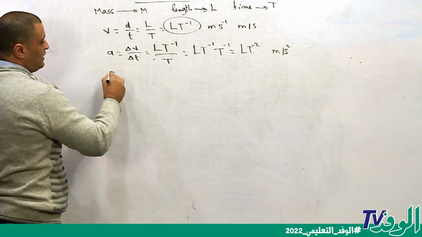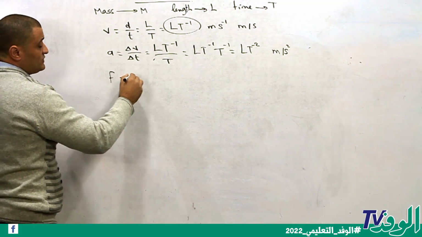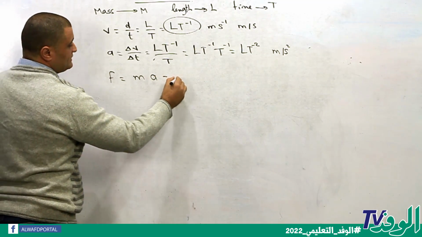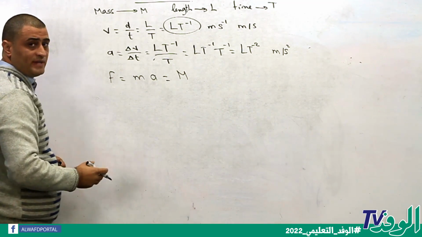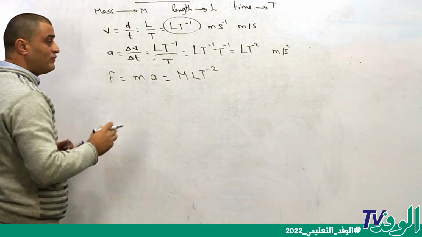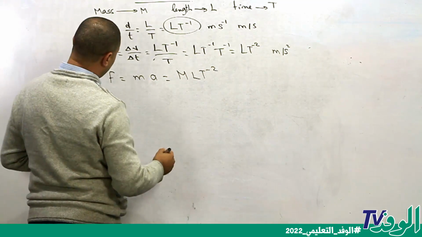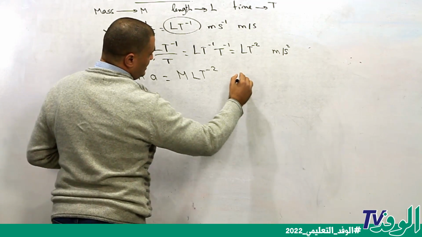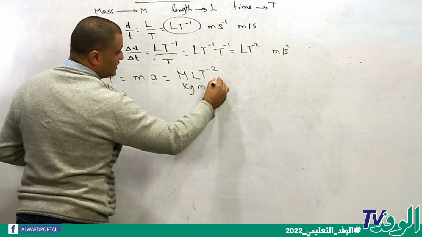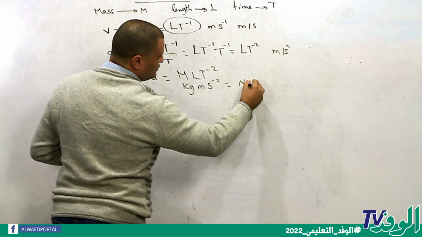Number 3, the force. The force equals mass times acceleration. So mass can be written or summarized as M. Acceleration LT power negative 2. So finally we have MLT power negative 2, which is called Newton. Can be written as kilogram meter second power negative 2, which is equal to Newton.